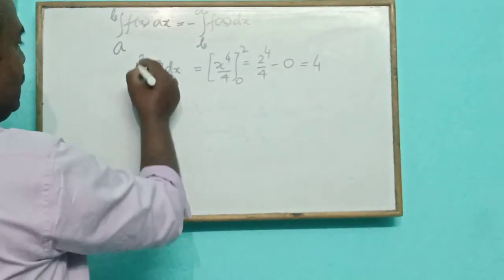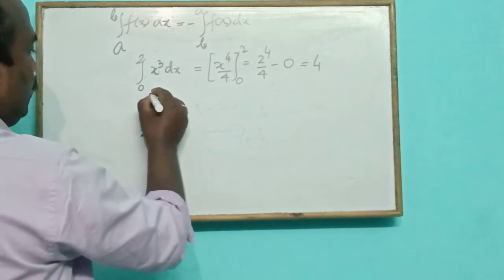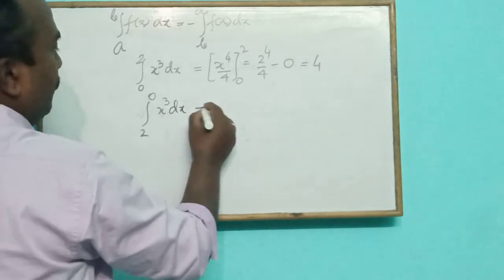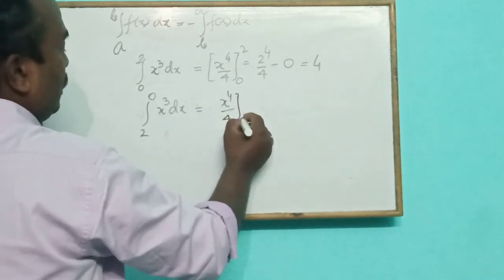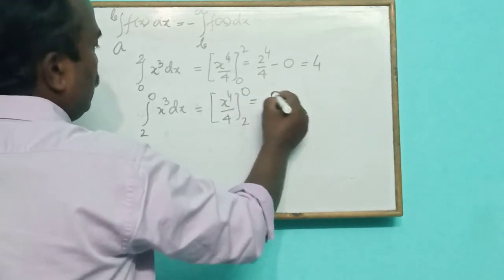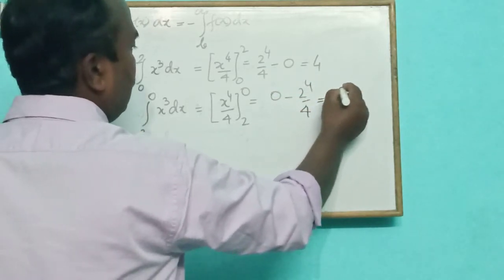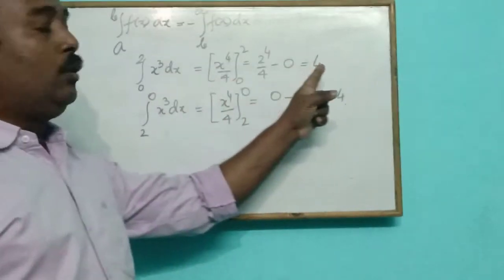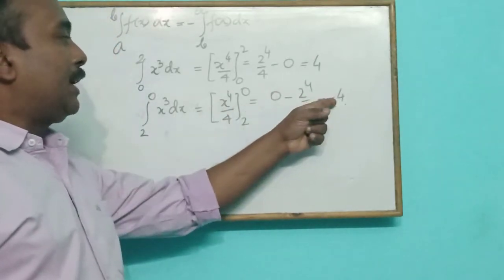And if I now change the position of the lower limit and upper limit, that is integral from 2 to 0 of x cube dx, it is x to the power 4 by 4 from 2 to 0. This is equal to 0 minus 2 to the power 4 by 4. Obviously it will be minus 4. So what we observe is that the value of the definite integration changes with a negative sign.